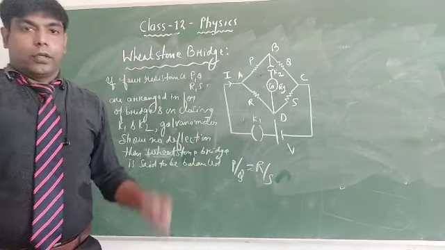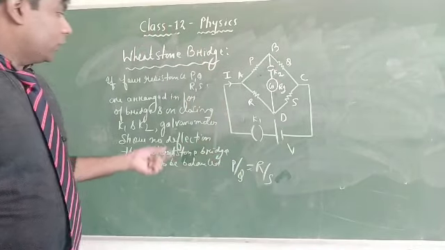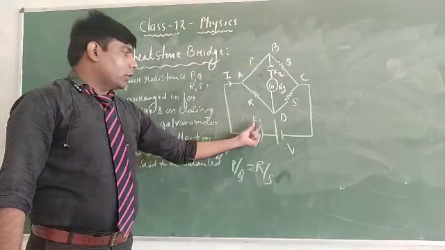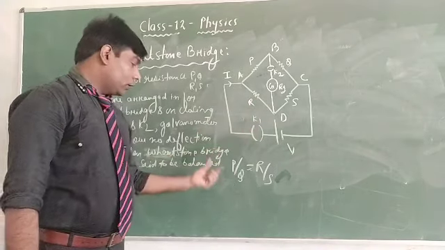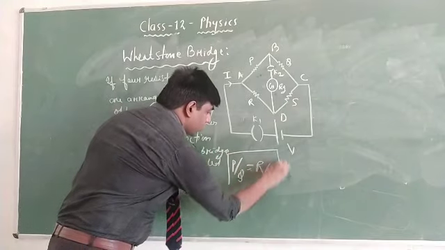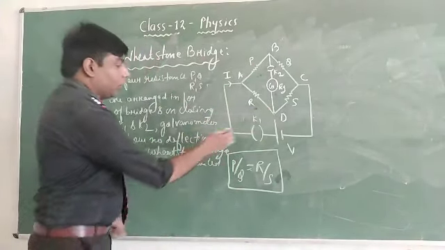if 4 resistances are taken in the form of a bridge, and if there is no deflection in the galvanometer on closing the keys K1 and K2, then the bridge is said to be in balanced condition, and in that condition when the bridge is balanced, we can write P by Q equal to R by S. See here what we will write.